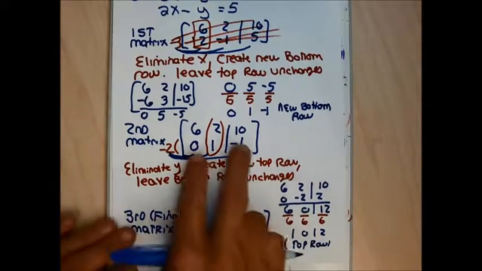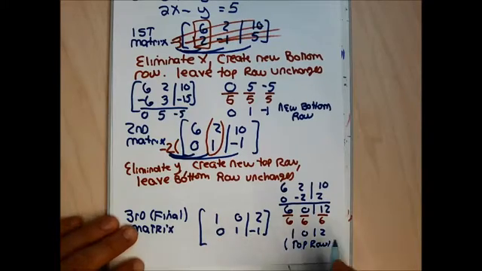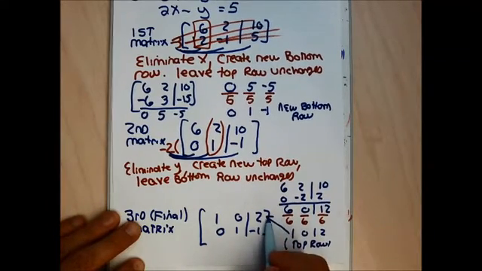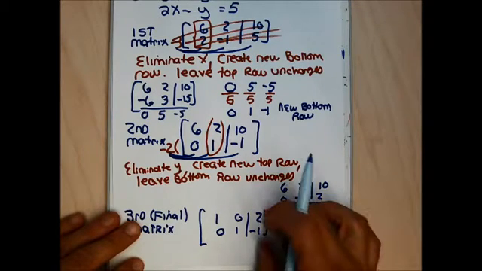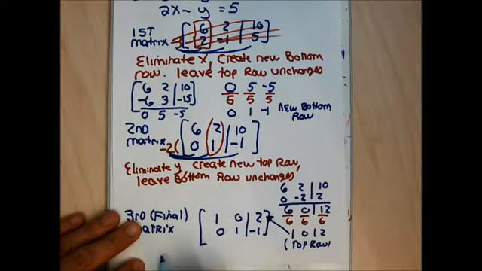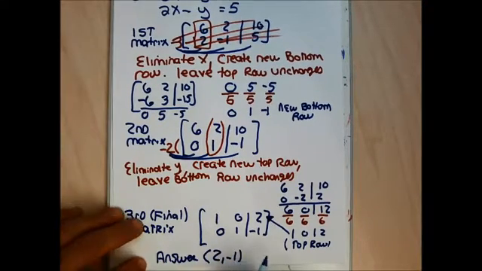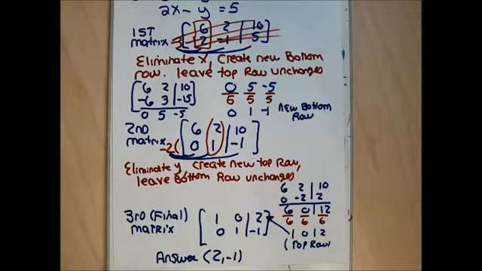The bottom row of 0, 1, and negative 1 stays unchanged. The top row becomes 1, 0, and 2. My calculator already knew what they should be. And my answer is going to be the numbers in the far right-hand column. My answer is going to be x equal to 2, y equal to negative 1. All right, so that's 1 and 2 with already 40 minutes into the video. Let's give 3 and 4 a shot.